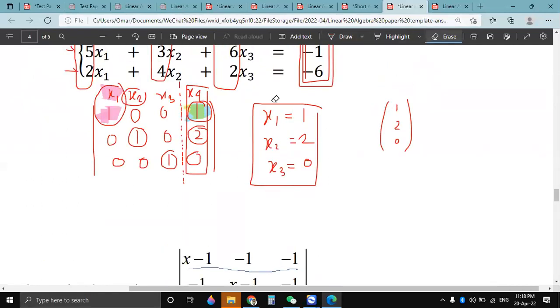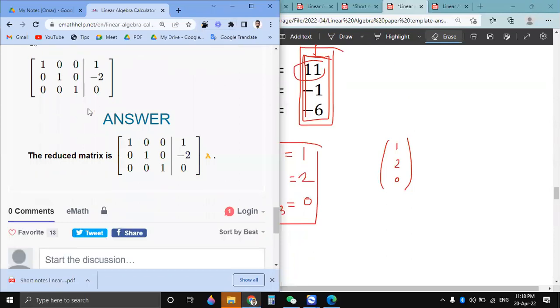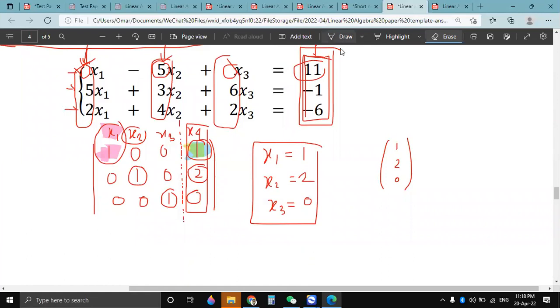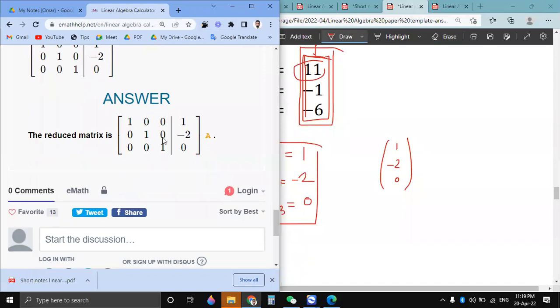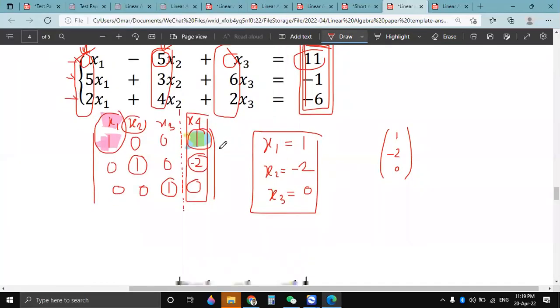Yes, Amar. I think it will be -2. Where it will be -2, right? Okay, let me see. Yeah, it will be -2. I'm sorry, it is -2. So x3 is equal to -2. As you see here, we have got -2, right? Okay, so let's move forward.